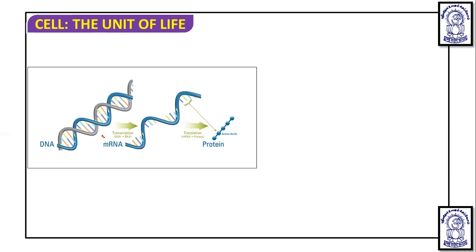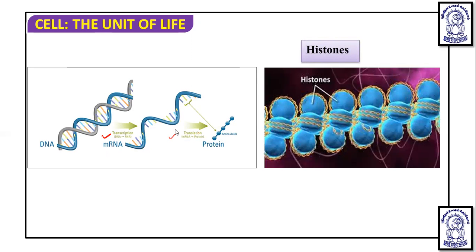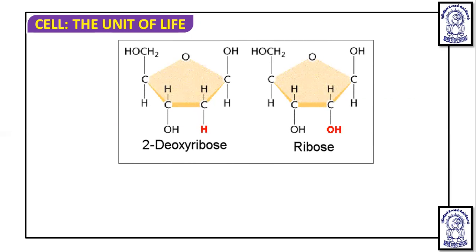This process of forming mRNA from the DNA is transcription, whereas protein formation from the mRNA is called translation. Histone proteins are like this, and the DNA is coiled over them and forms chromatin. We know that DNA has a deoxyribose sugar, and RNA has a ribose sugar, and these are the structural components of deoxyribose and ribose sugar.